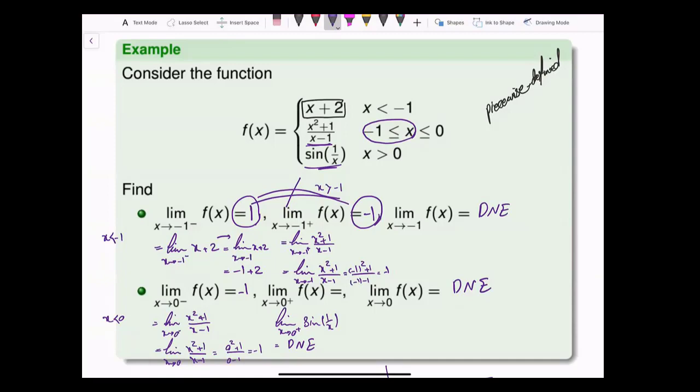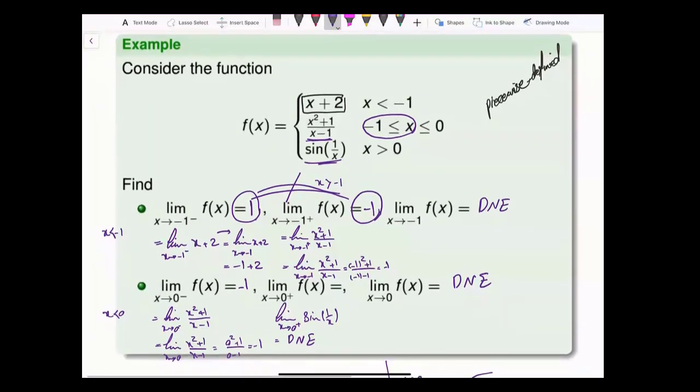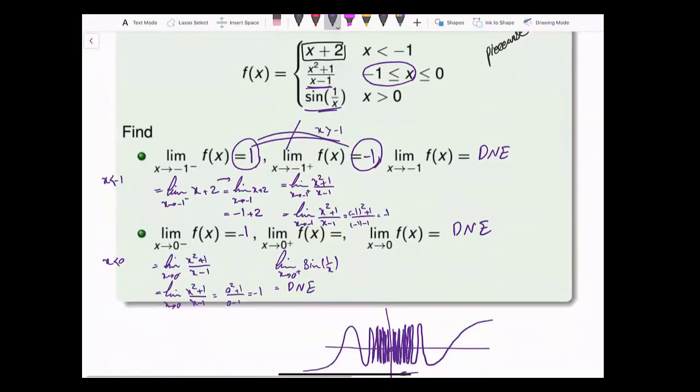Okay. Is there any question, any comments there, Sino? Yeah, I was just answering it. So someone asked about sine 1 over x. It doesn't exist, and they ask if they're supposed to know how to graph it.